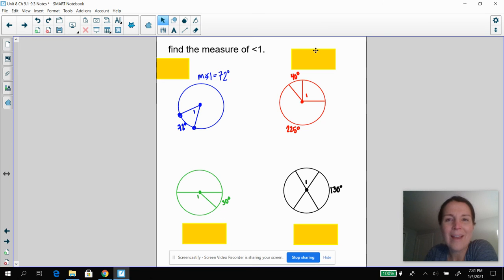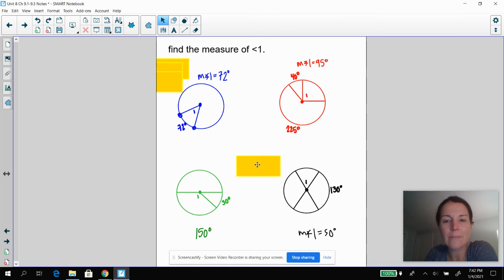Awesome. All right, this next one, the red one on the upper right, the measurement of angle 1 is 95 degrees. Just had to do a little addition and then subtract from 360. Ooh, this one's kind of nice. The measurement of angle 1 is 150 degrees. And then let's try this black one. So the black one is 50 degrees.